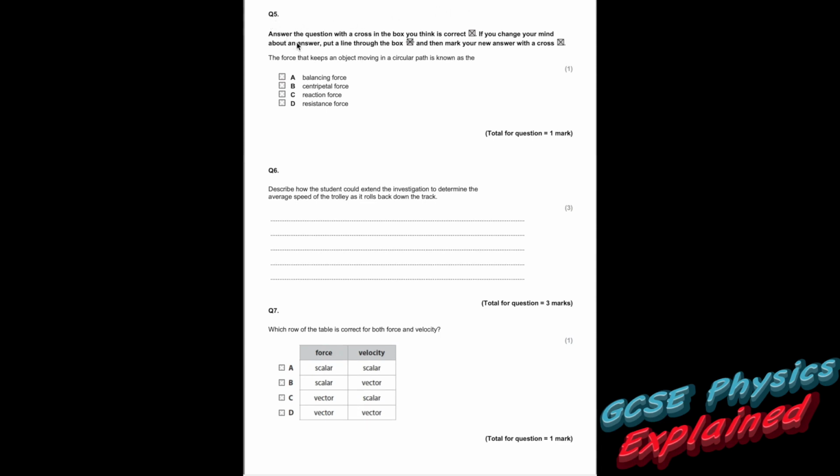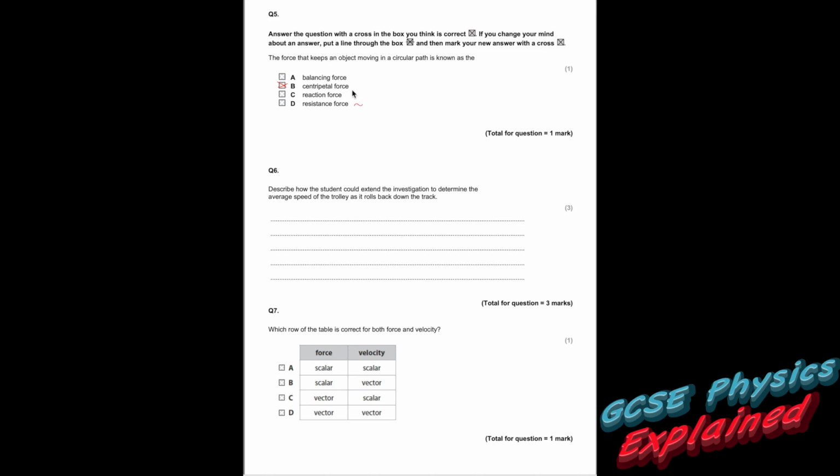Question 5. Answer the question with a cross in the box you think is correct. If you change your mind about an answer, put a line through the box and then mark your new answer with a cross. The force that keeps an object moving in a circular path is known as the... Right, well, we've had this before. It's the centripetal force.